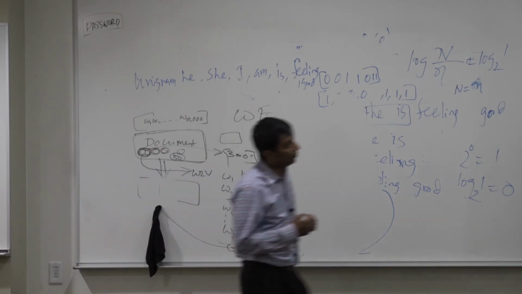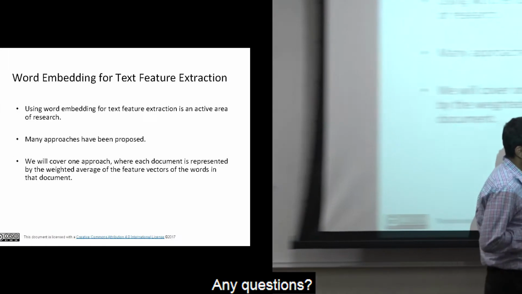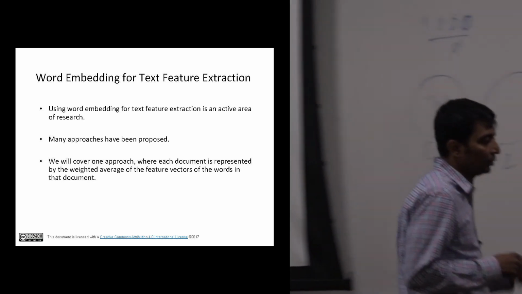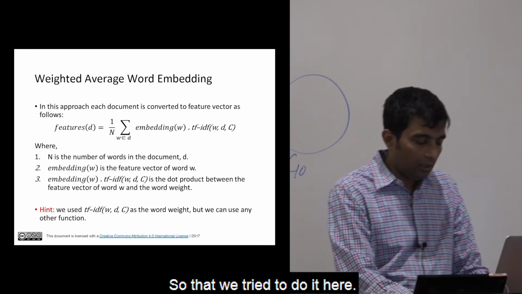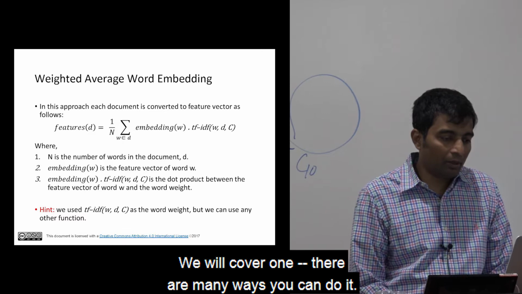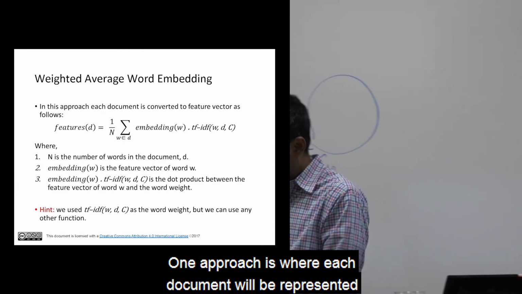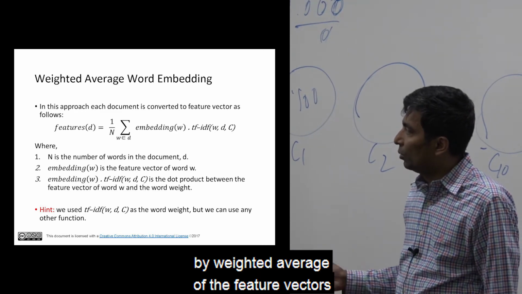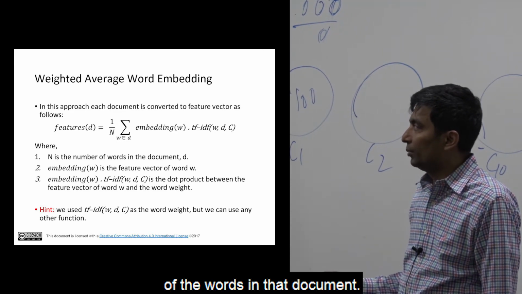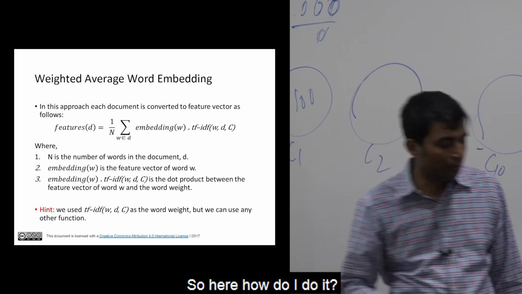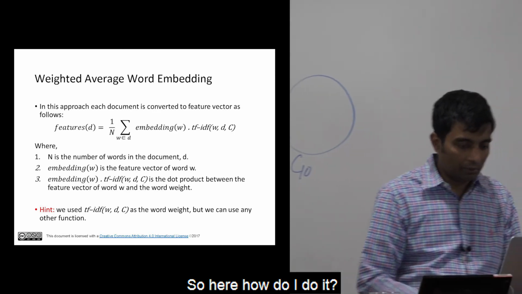So that is what we try to do here. Any question? We will use one approach; there are many ways you can do it. One approach is where each document will be represented by a weighted average of the feature vectors of the words in that document. So here, how do I do it?